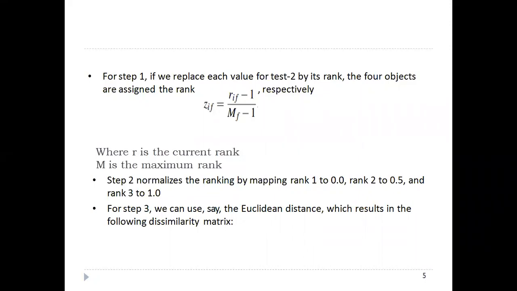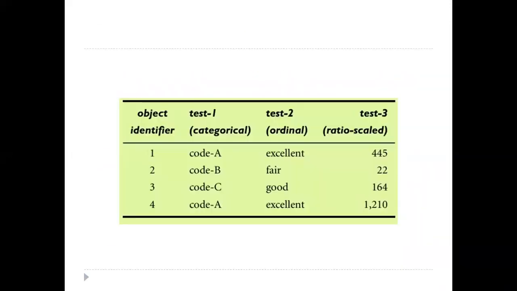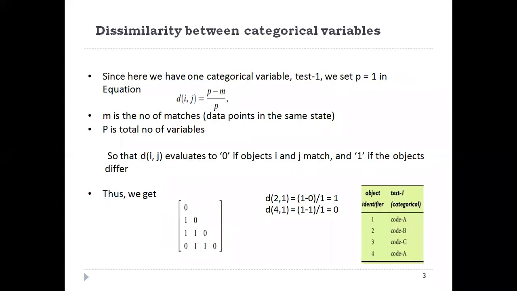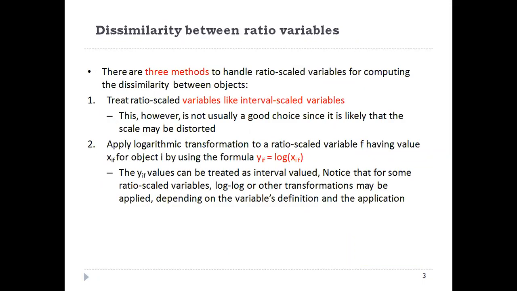Even before normalizing, you're converting your categorical variables into numeric variables by assigning values to them. You first assign your values, you normalize, and then you calculate your Euclidean distance. But in the previous method, we used only one formula, (p minus m) by p, based on the matches. Here it involves 3 different steps. Let's move on to the ratio variables.